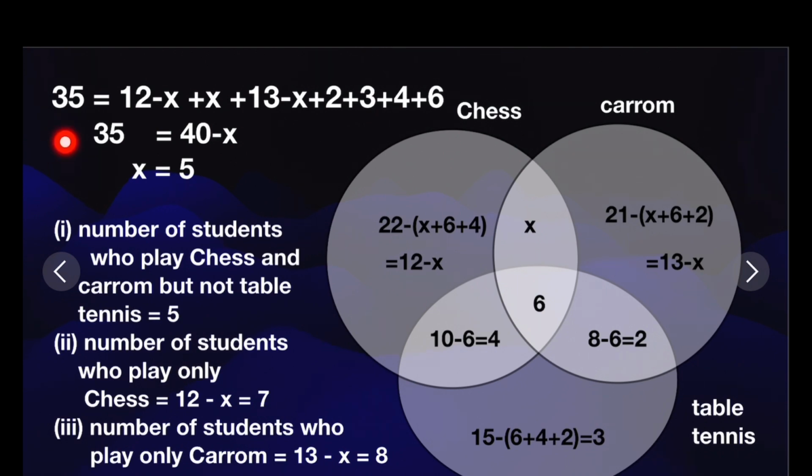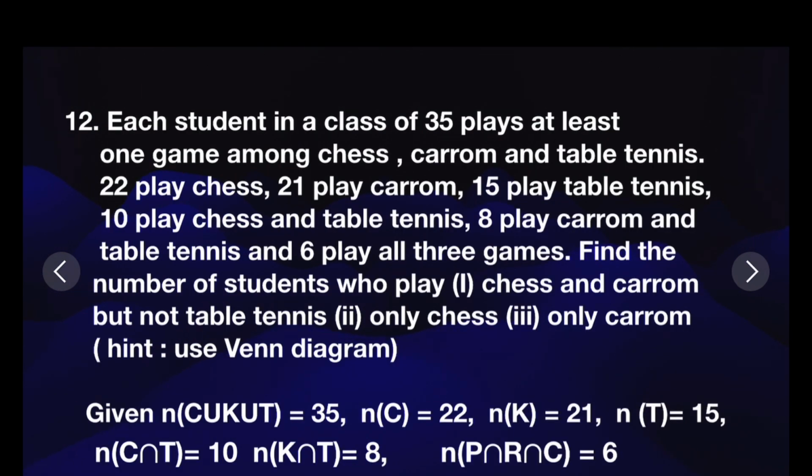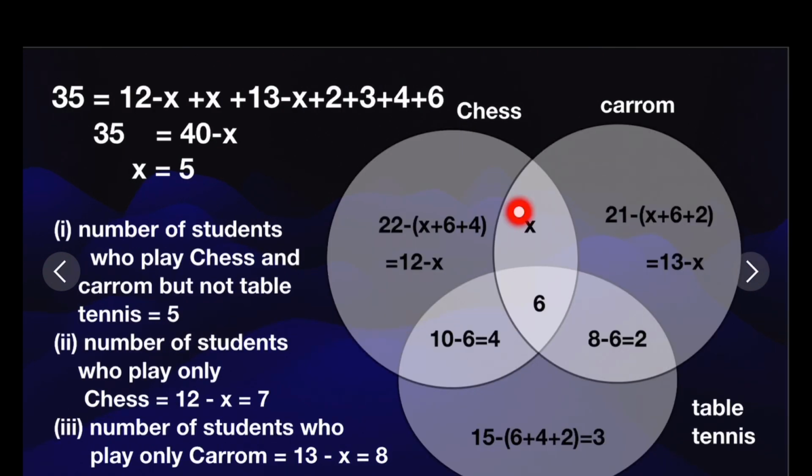And then the x, the unknown value, is this. They have not given this portion, you know. The students who play chess and carom only. This portion, we have put it as x. It is not given, so you put it as x and find out the value. So first you got this value 5. Then write down all the answers.